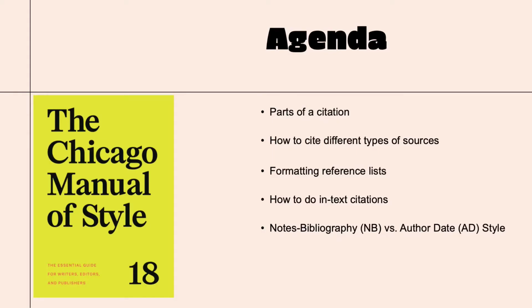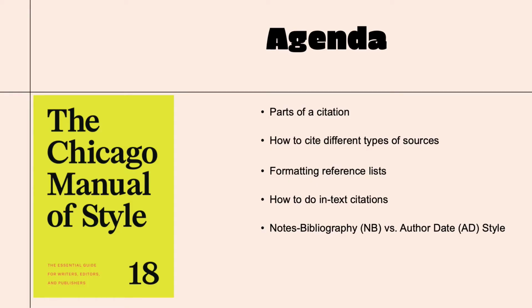Hi, today's lesson will cover how to cite in the Chicago Manual of Style. Following the rules of the 18th edition, this lesson will introduce you to the parts of a citation. You will then learn how to cite different types of sources, how to create reference list citations, and how to do in-text citations in Chicago.